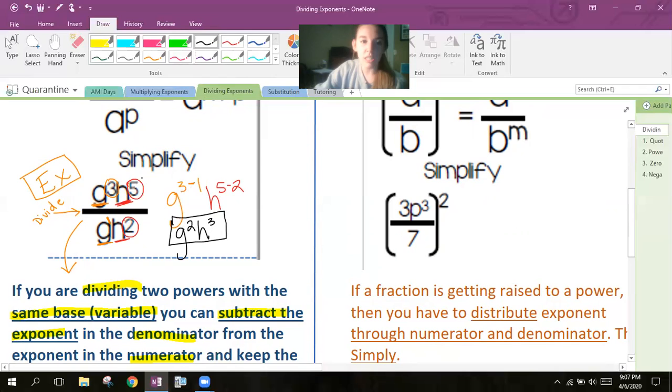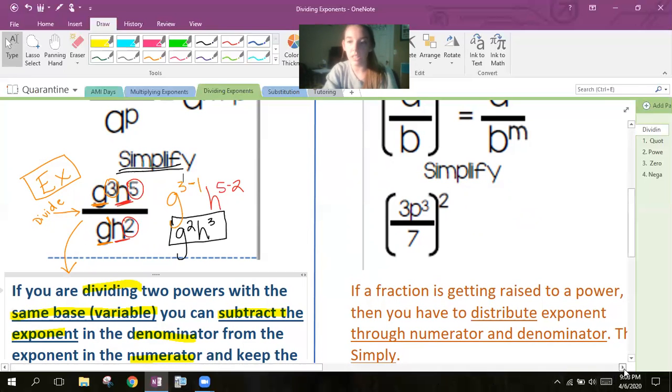And again, we're just simplifying. We're not actually solving anything. Okay, so that is how you do the quotient of powers property of exponents. Okay, now not too bad. So if it has the same base, so if you see a g and a g, or an x and an x, or an a and an a, you're going to take those exponents and subtract them from each other. Okay, that's all that rule says.